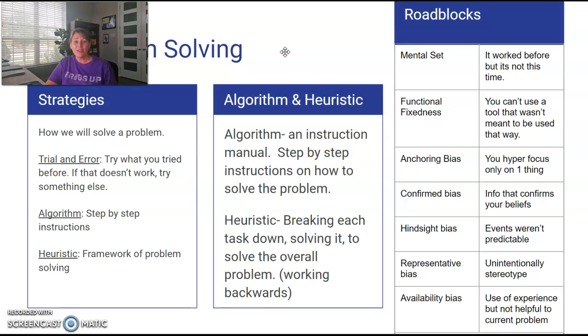Hindsight bias, events were predictable. I knew that was going to happen. I just knew it. Told y'all it was going to happen. You really didn't know it was going to happen. Representative bias, unintentional stereotypes. I'm going to leave that there. Availability bias, a use of experience but not helpful to the current problem. Like, my uncle was a plumber for 12 years. He probably could fix the electricity too. No, probably not. I don't care if it's all just in the bathroom.